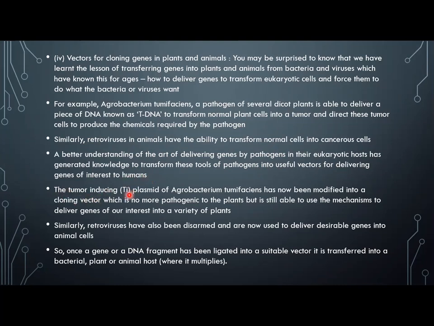The tumor-inducing Ti plasmid of Agrobacterium tumefaciens has now been modified into a cloning vector, which is no more pathogenic to the plant, but is still able to use the mechanism to deliver genes of our interest into a variety of plants. Similarly, retroviruses have also been disarmed and are now used to deliver desirable genes into animal cells. So once a gene or a DNA fragment has been ligated into a suitable vector, it is transferred into a bacterial, plant, or animal host where it multiplies.